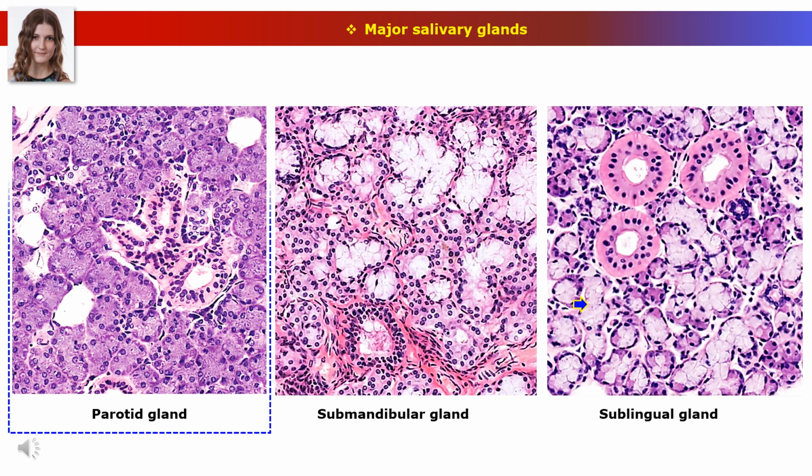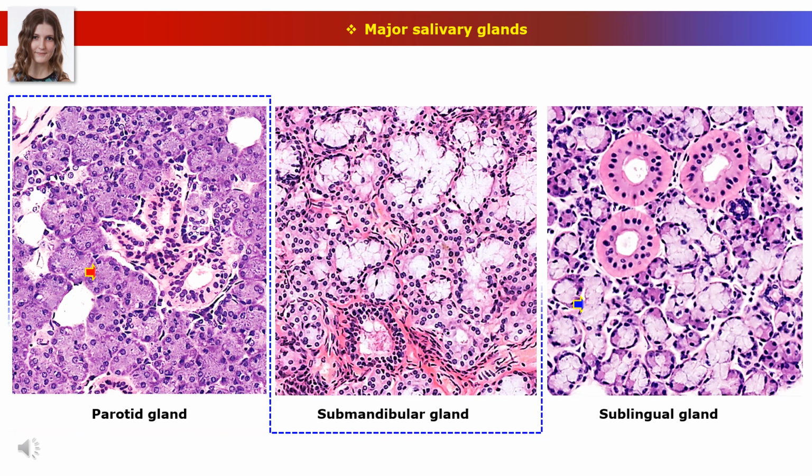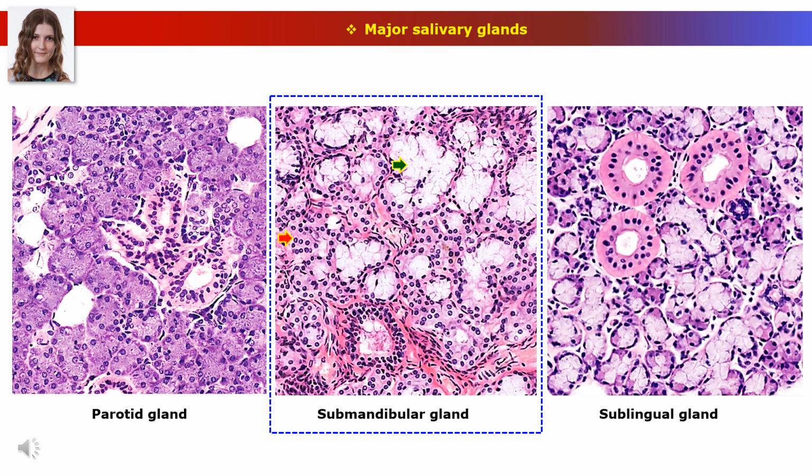The parotid glands are compound-branched alveolar glands. Secretory portions are formed by serous and myoepithelial cells. The submandibular glands are branched tubuloacinar mixed glands. They contain two types of secretory portions, serous acini and mixed tubuloacini, which contain mucous cells and serous demilunes.